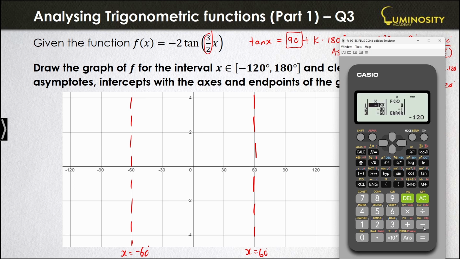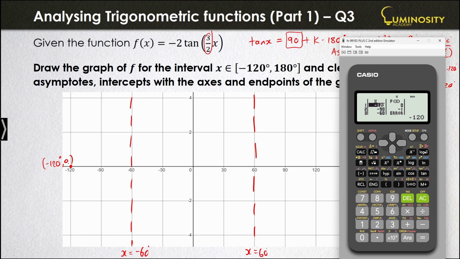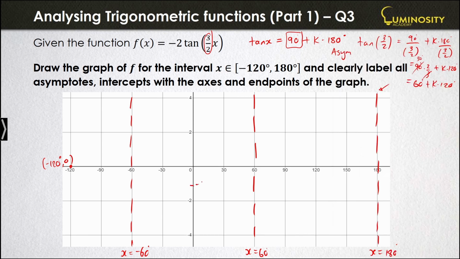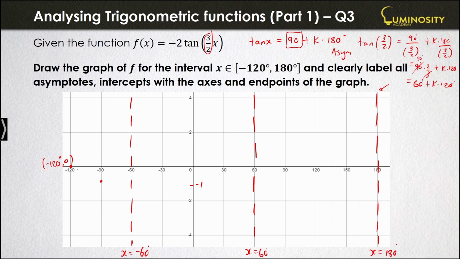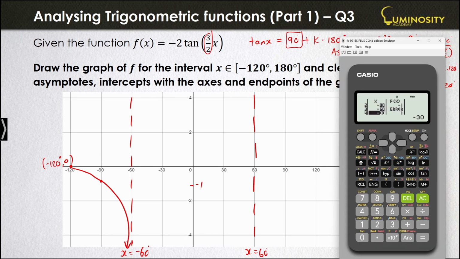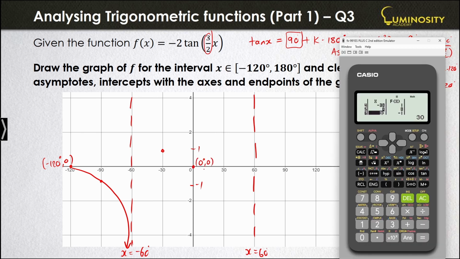So there we go. Negative 120 degrees gives us 0. That's an endpoint and it's an x-intercept. Negative 90 degrees gives us negative 1. So negative 1's over here. And negative 60 degrees gives you error. So that means it's an asymptote. So it's approaching the asymptote that way. Next, at negative 30 degrees, it's positive 1, which is up here. At 0 degrees, it's 0. So that's an x and a y intercept. 60 degrees is an error, and again, that's to be expected because of the asymptote.